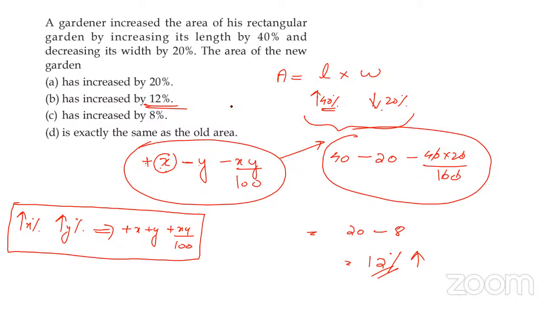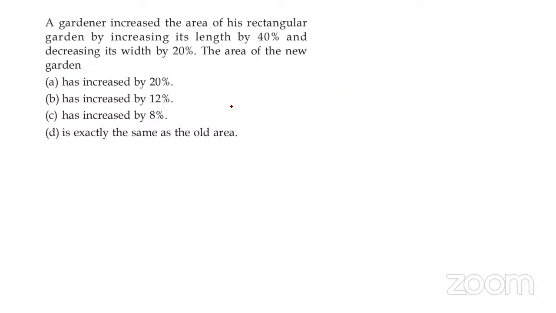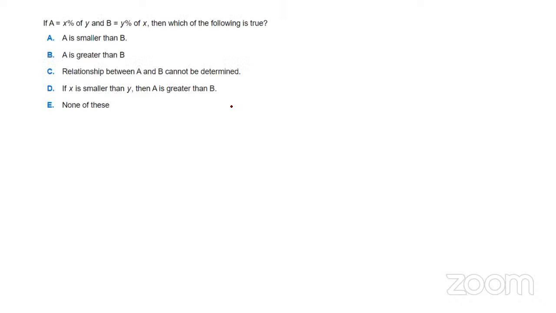So I hope it's clear for you all, the explanation part. Let's move to the next one. This is also another question based on percentages. A is given as X percentage of Y, and B is given as Y percentage of X. Which of the following is true?